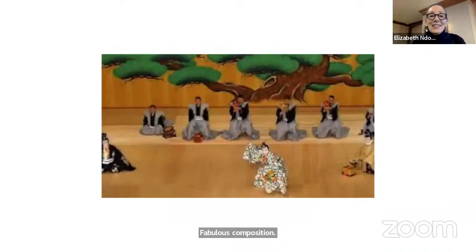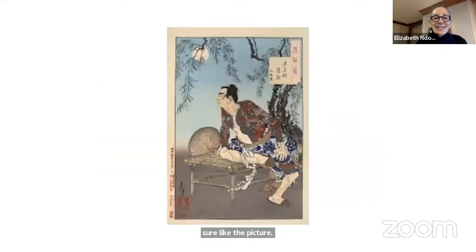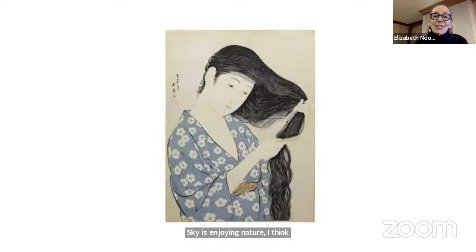All right, next. I don't have a poem for this one, but I sure like the picture. Beautiful colors. More of the traditional style. Again, there's a moon playing an important role, tiny but important role in this image. The sky is enjoying nature, I think. I love this picture.